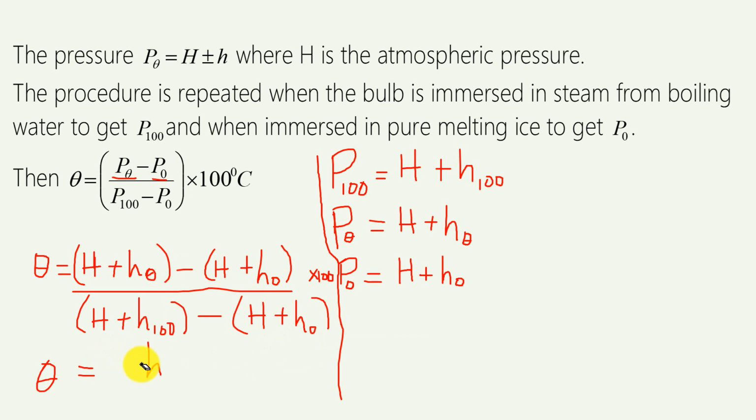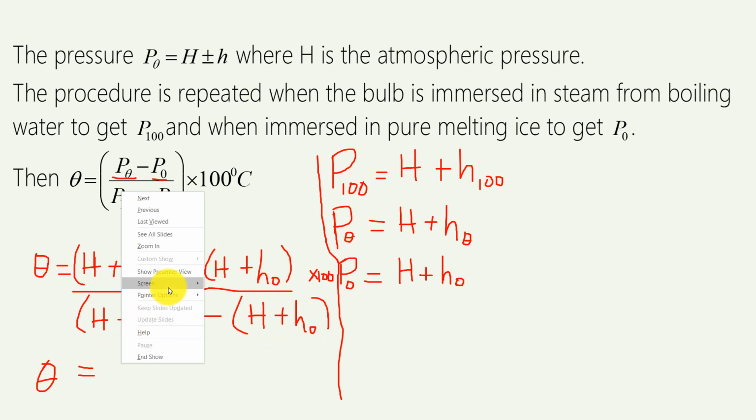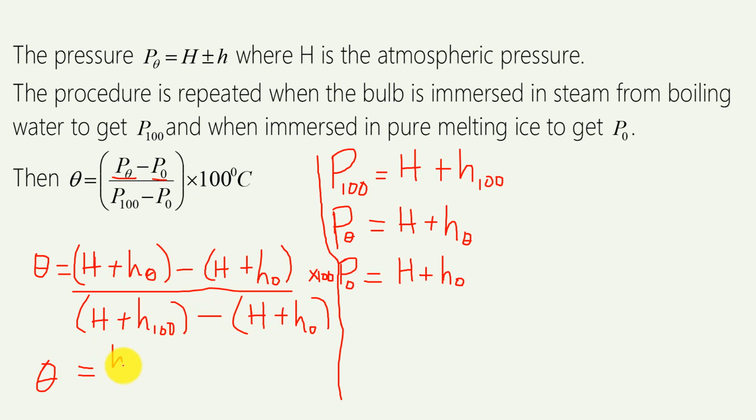So here we have H theta minus H naught over H 100 minus H naught, and the whole thing we multiply by 100 degrees Celsius.